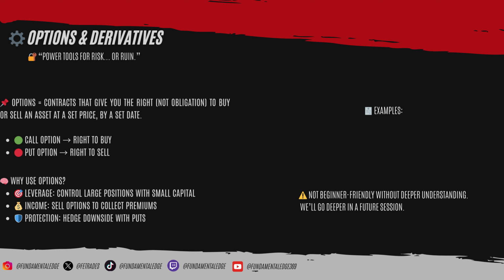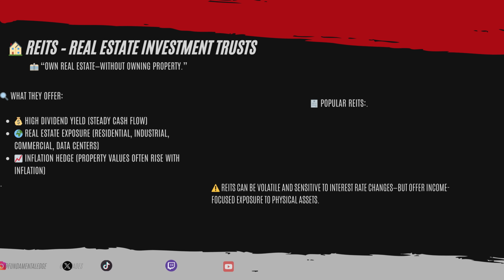Now, from paper contracts to physical exposure, let's talk about real estate in your portfolio through REITs. REITs, real estate investment trusts, let you invest in real estate without owning property. They're companies that own or finance income-producing real estate. Think commercial buildings, apartment complexes, data centers, and warehouses.